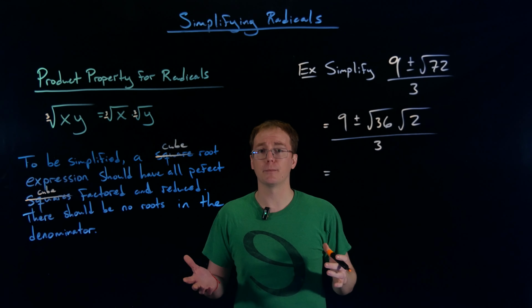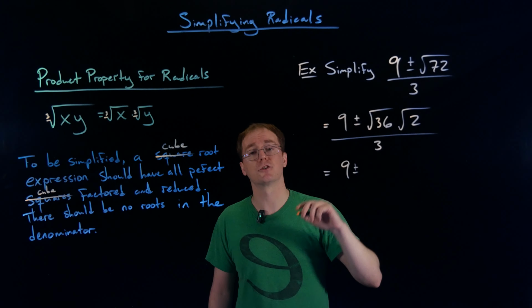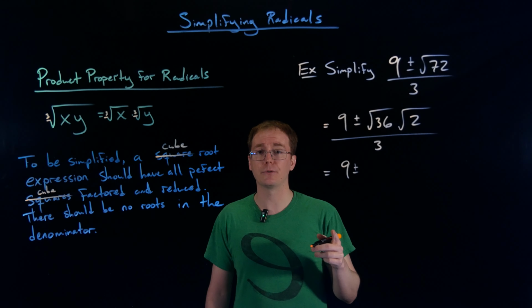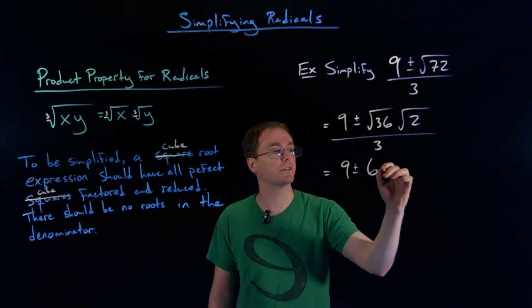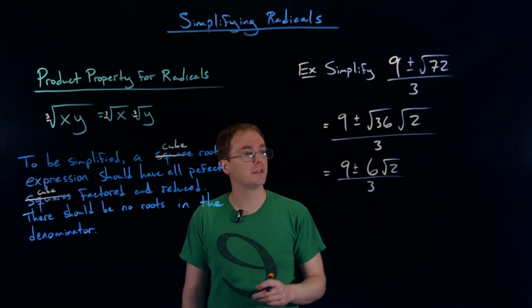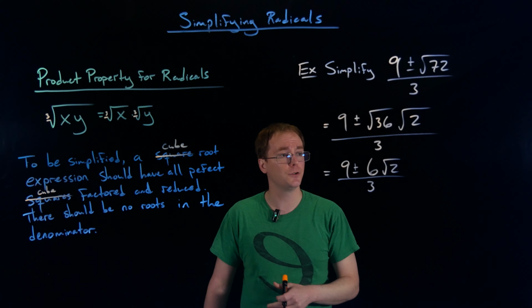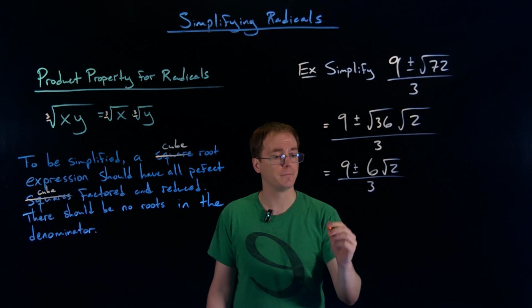And now we can reduce some of these expressions. So the only thing we're really reducing right now is the square root of 36. The square root of 36 is equal to 6. So this allows us to rewrite our expression as 9 plus or minus now 6 times the square root of 2, still all over 3.